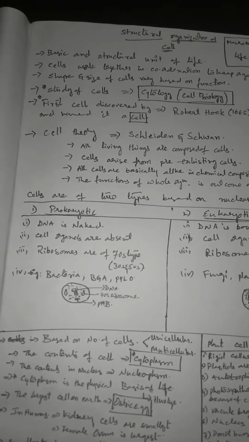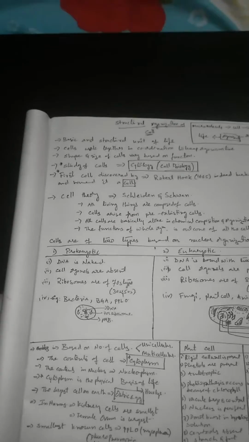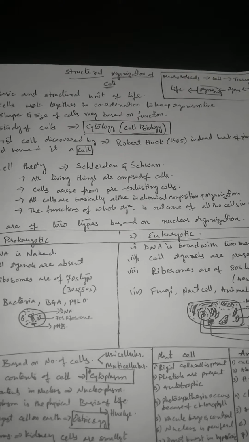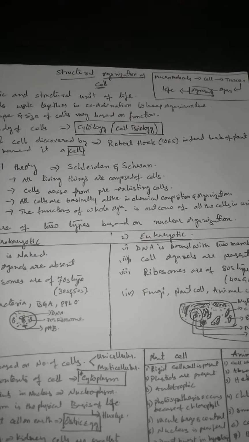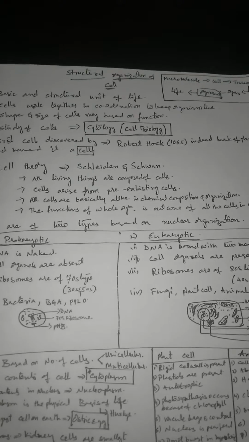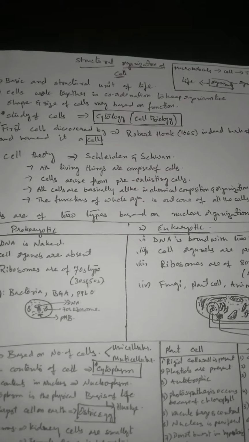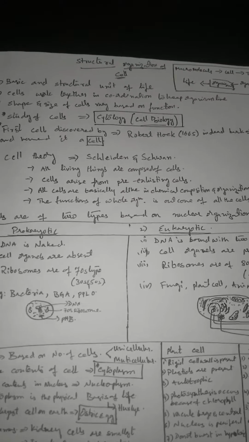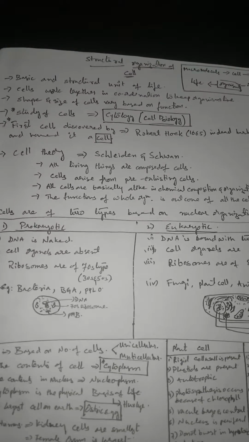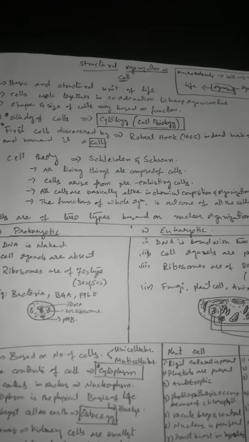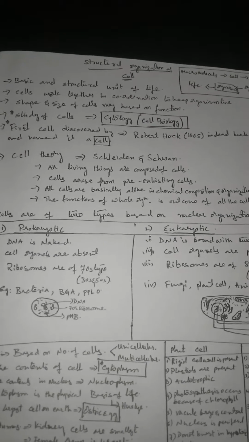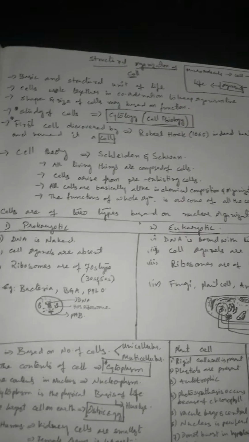So let's discuss the different types of cells. Basically, cells can be classified into two types. One is prokaryotic cells, the second is eukaryotic cells. Karyon means nucleus, eu means true, so eukaryon means true nucleus. Those organisms which have a distinct nucleus are known as eukaryotic organisms, and those organisms which don't have a distinct nucleus, where the nucleus cannot be separated from other organelles, are known as prokaryotic cells.